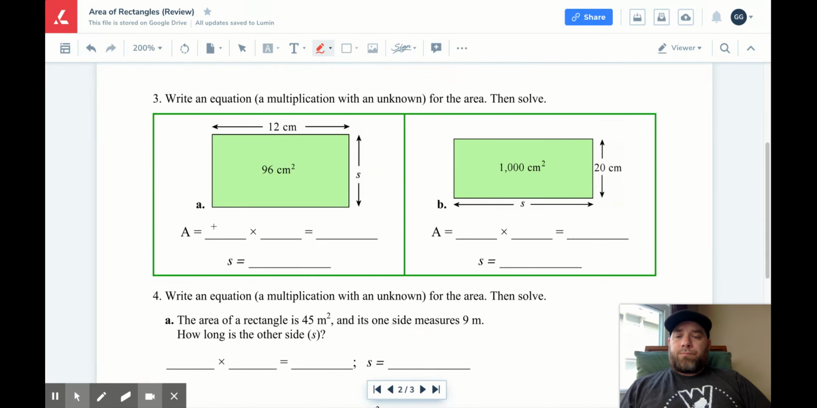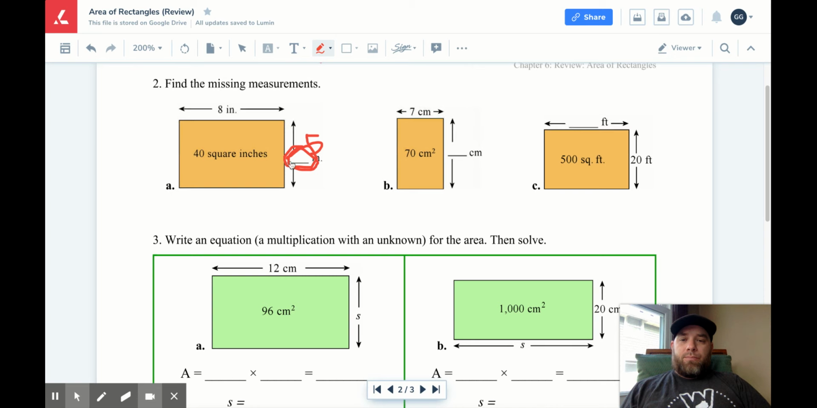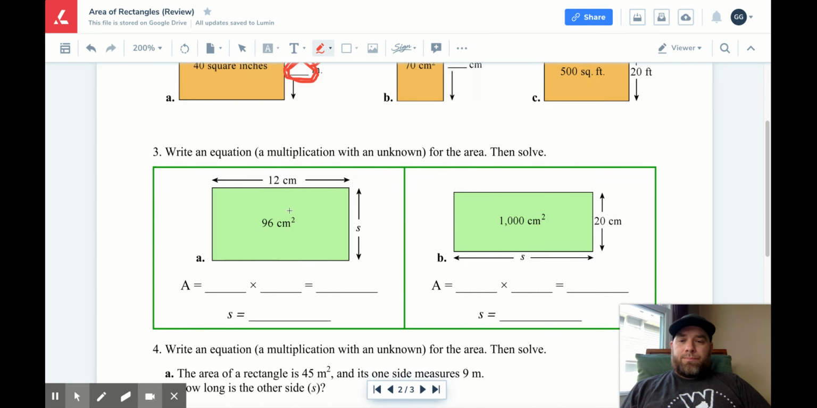All right. So here we have an A. So we're writing an equation. So it's a multiplication with an unknown for the area. So we don't know something, so we're adding something called a variable here. And here we're doing S for side. So this letter is just what we don't know. Up there, they use just a blank line. Here, we're actually putting in a letter. So how do we write something like this out? Well, area equals blank times blank equals blank.